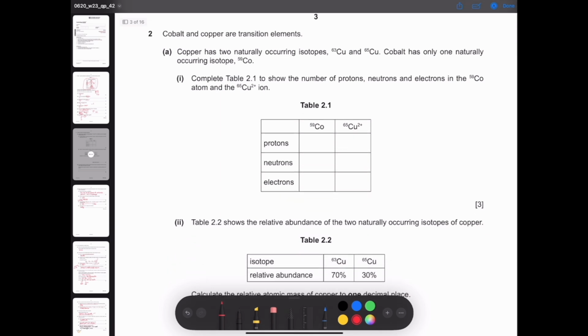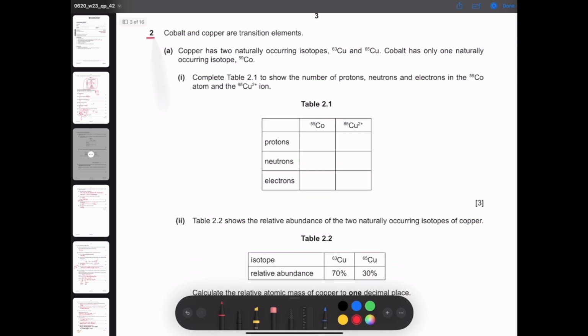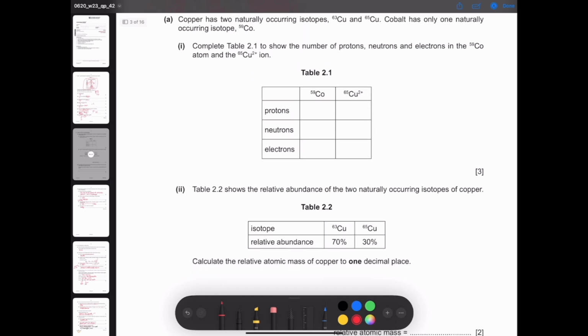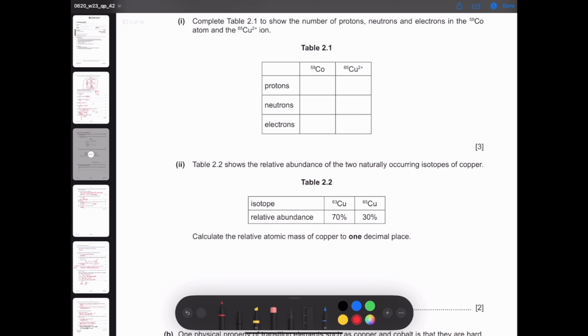So that's it. Alright. Now, question number 2. Cobalt and copper are transition elements. They have given you a table. I'm sure you've done these questions multiple times. You look at the periodic table, find out the atomic number of cobalt, it comes out to be 27. You do the same for copper, it is 29. Now, neutrons, how will you find? 59 minus 27, 65 minus 29. In this case, the answer will come out to be 32 and 36 here.